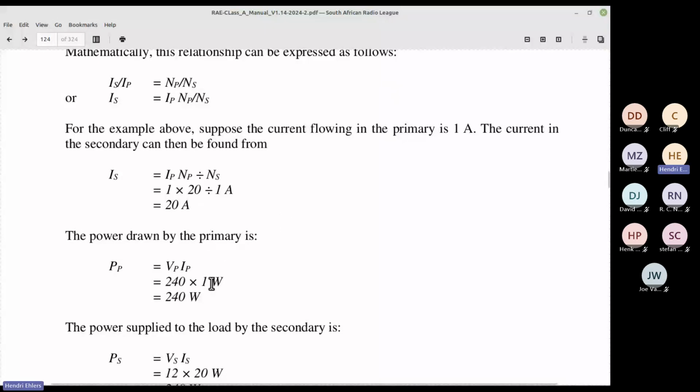So the power drawn by the primary side is voltage of the primary side times the current of the primary side. So that would be 240 times 1 watt, and that is 240. That's wrong. That W is supposed to be amp because it's I. So it's 240 times 1 amp, which will give us 240 watt.